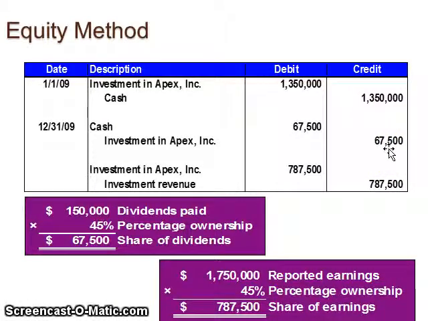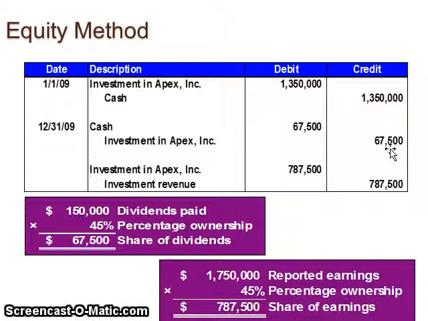So even though that $67,500 is actually cash coming into us, it decreases the value of the investment in that company because the value of that company has gone down by that amount as well. So we get cash because the dividends are coming to us, but it reduces the value of the asset of the investment. So it was worth $1,350,000, and we're going to reduce it by the dividends that Apex paid out.